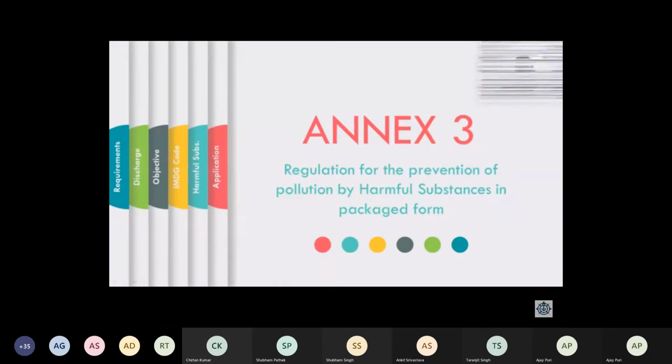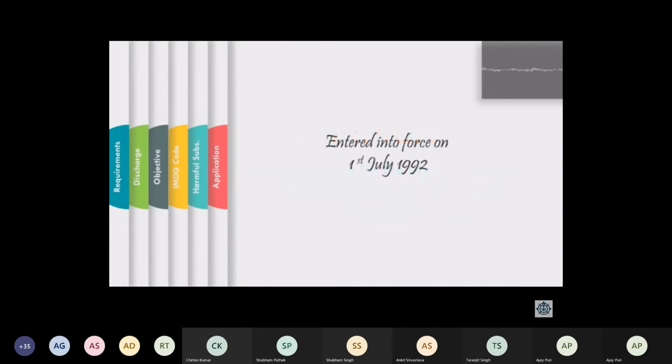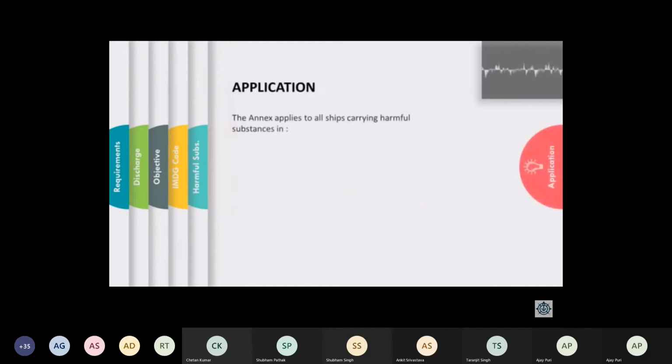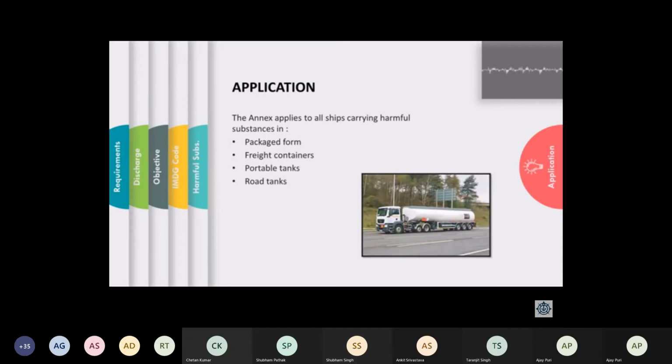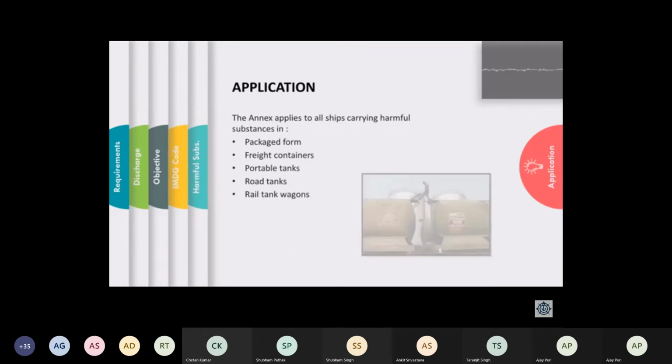So let's get started. Marpol Annex 3 is the regulation for the prevention of pollution by harmful substances carried in packaged form. Annex 3 entered into force on 1st of July 1992, and the revised Annex 3 entered into force in October 2010. First of all, let us understand to which ships Annex 3 applies. The Annex applies to all ships carrying harmful substances in any kind of packaging, in containers, in portable tanks. Portable tanks are tanks which can be moved from one place to another. Road tanks or trucks, which you can see here, and rail tank wagons, which look like this.